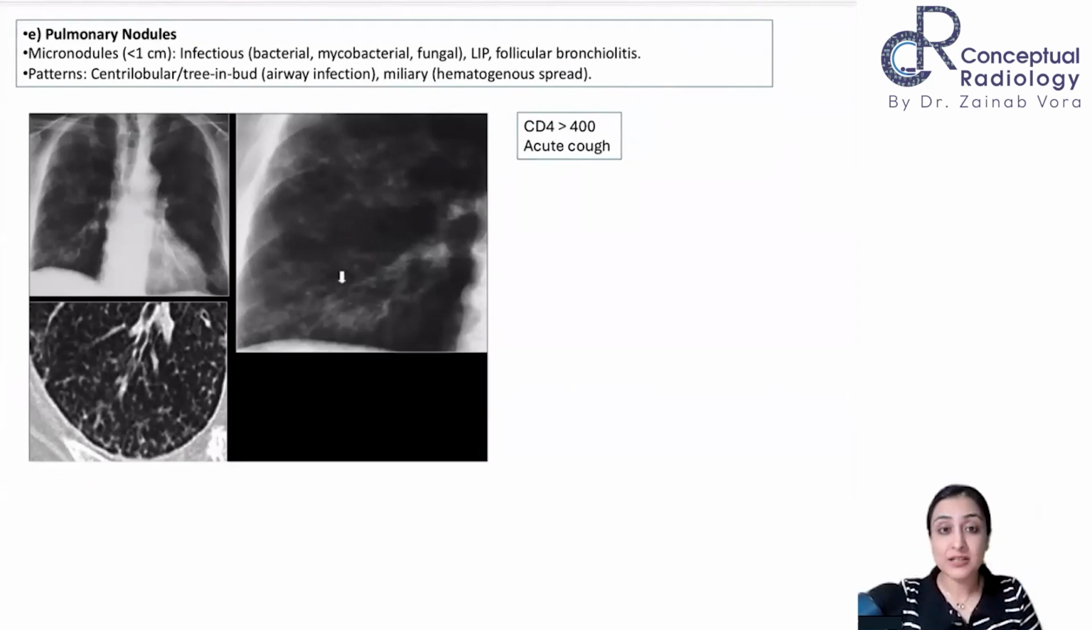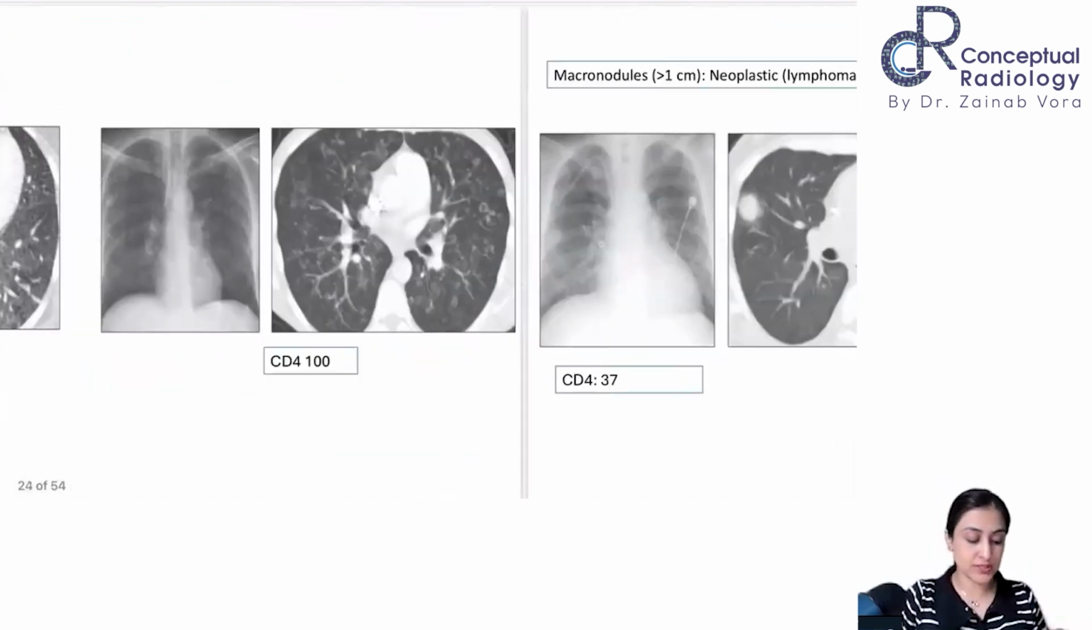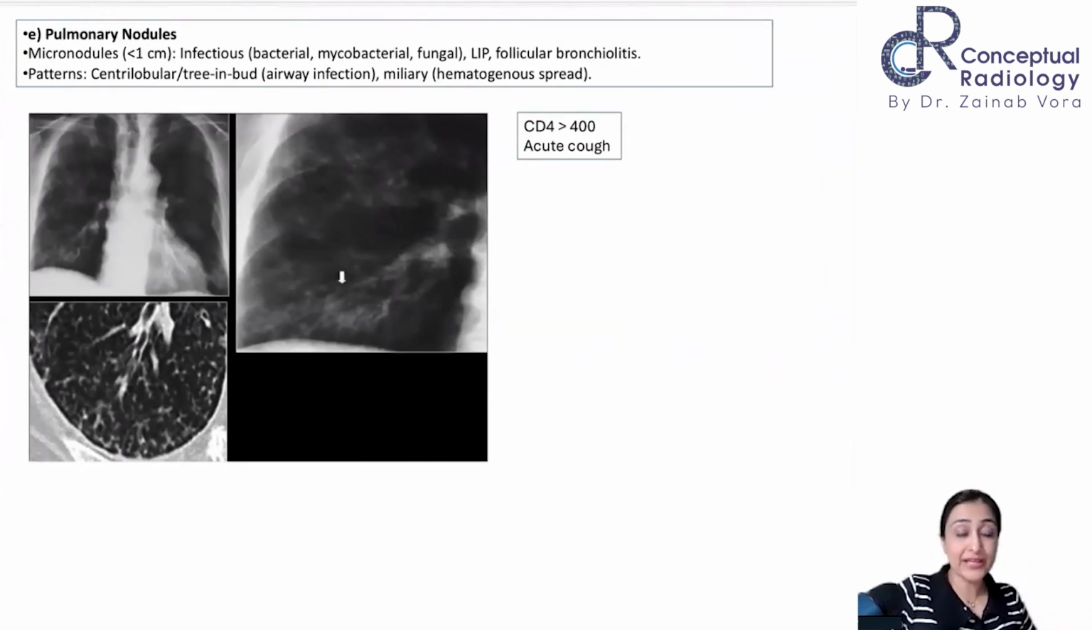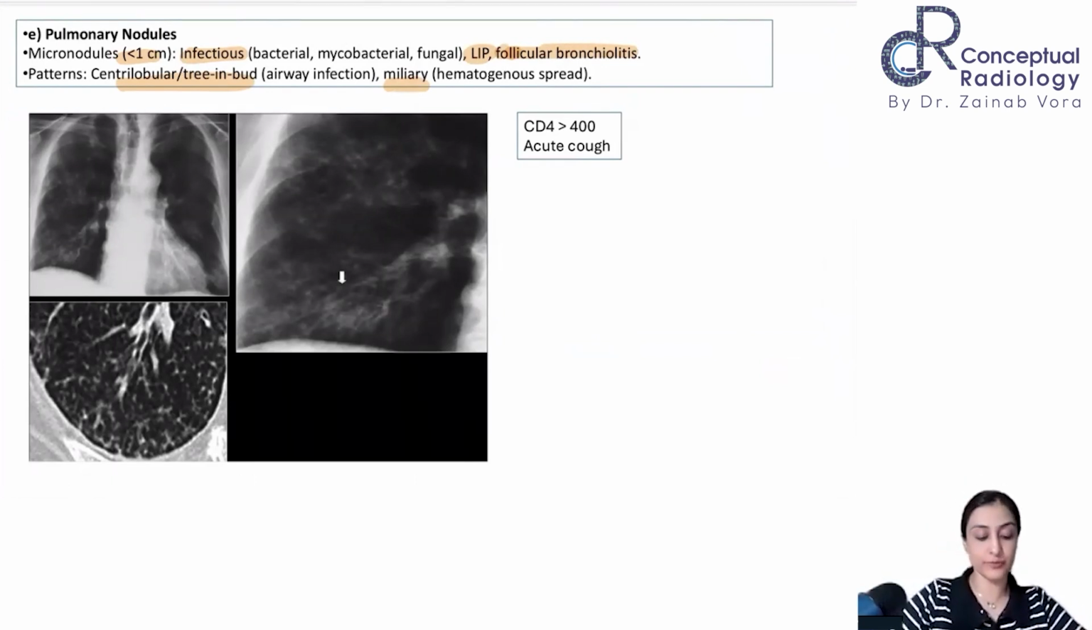So the fourth pattern after cysts will be nodules. In nodules, I will teach you two things: micronodules and macronodules. When you have micronodules, meaning less than 1 centimeter, again, it's basically centrilobular distribution, right? So you will think of all infections which come via endobronchial spread. You will think of LIP or follicular bronchiolitis. So basically, almost everything which is airway, endobronchial, or miliary hematogenous, which will be random. Okay, so follicular bronchiolitis, apart from RA, can also be seen in HIV/AIDS, right? So that's another important cause of follicular bronchiolitis.